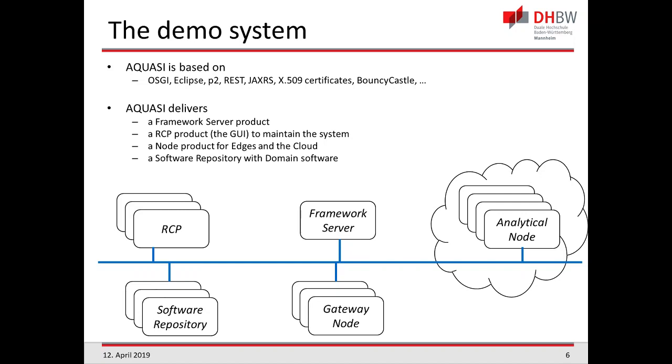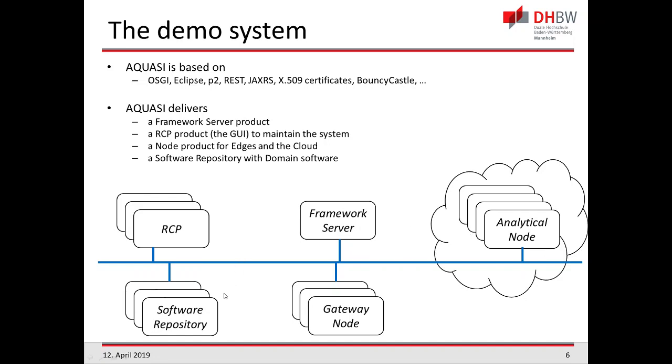AQUASI delivers a framework server product, which we can run as a framework server, an RCP product, which can be run by many users, many instances, and which are therefore to maintain and to manage the system. We will have node products for edges in the cloud. We separate them under gateway nodes. These are nodes which more deliver data, and we have the analytical nodes which are running in the cloud to analyze the data which we have.